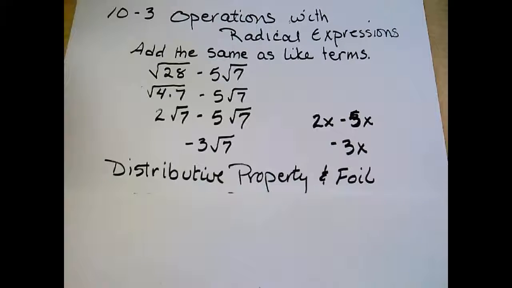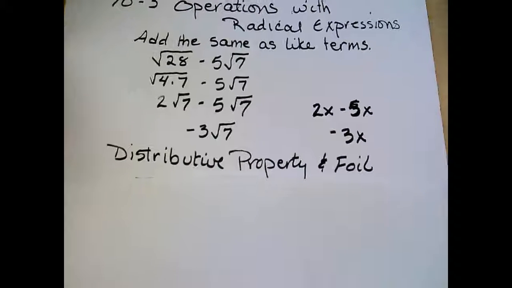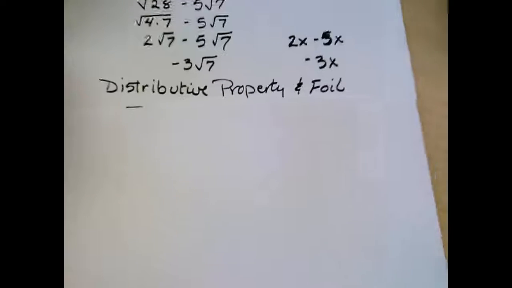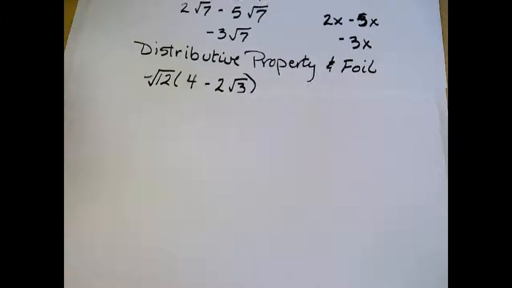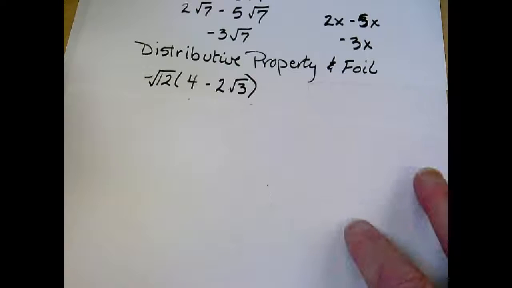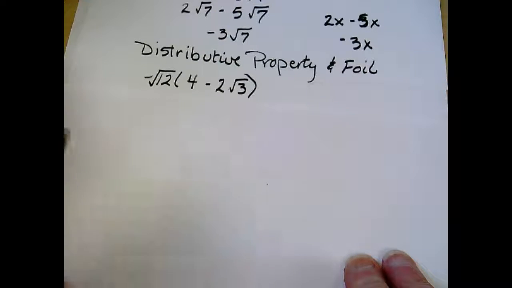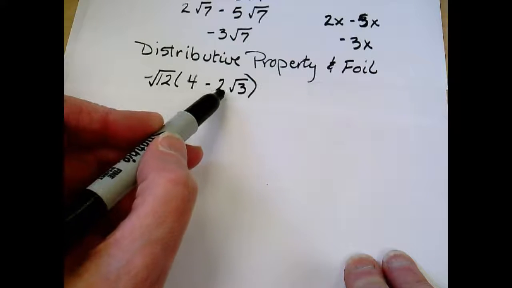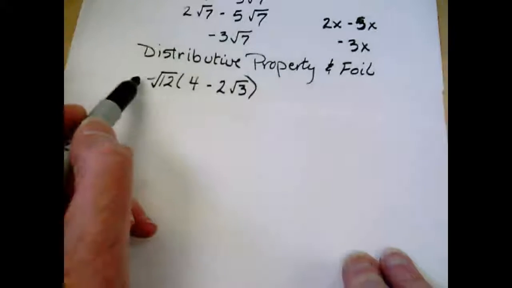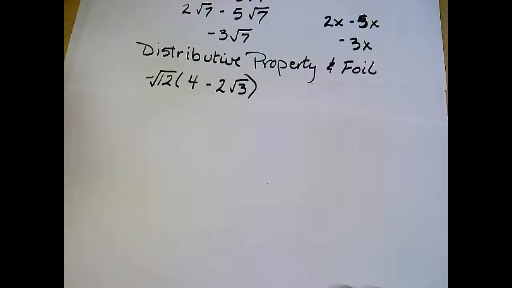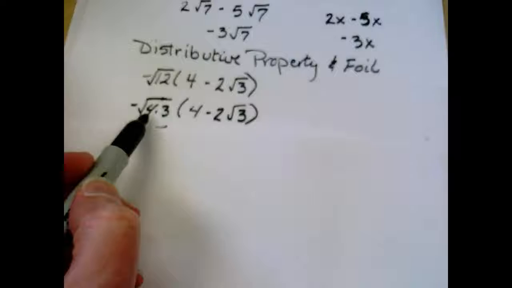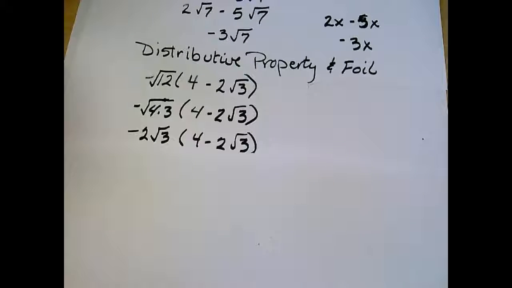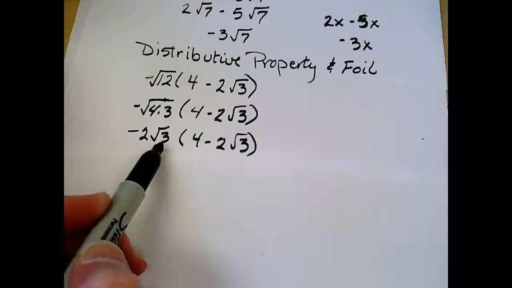If they have the distributive property and FOIL, we do the same things that we did before. With the distributive property, again, you want to always simplify. So we have the negative square root of 12, and we have 4 minus 2 square roots of 3 in parentheses. So if we're subtracting a square root of 12, that can be simplified. 12 is 4 times 3. This stays the same. The square root of 4 is 2, so we get negative 2 square roots of 3.